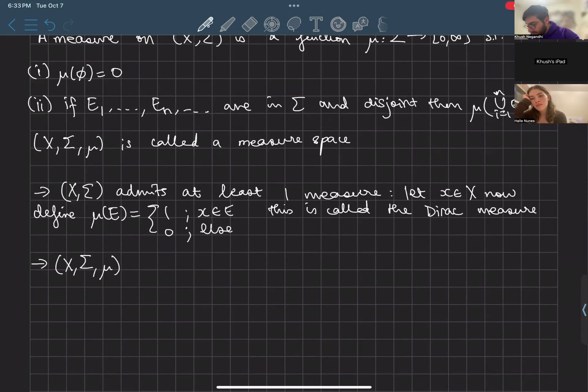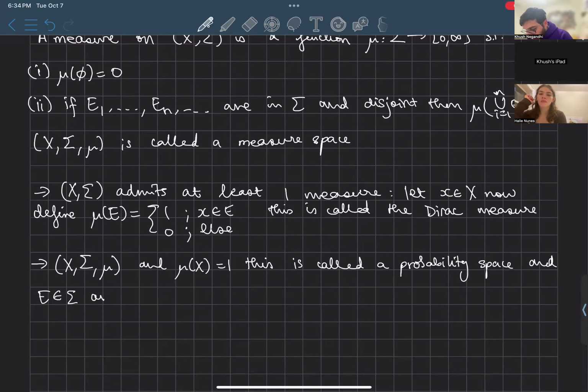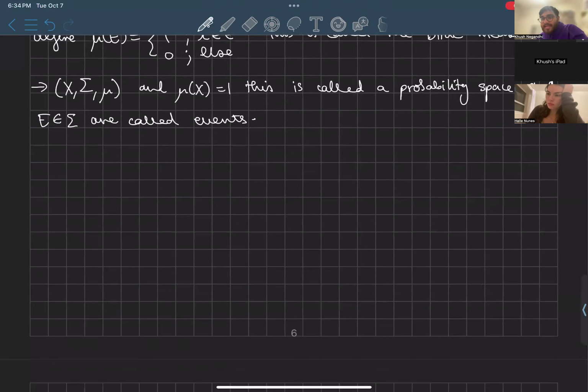if I have a measure space and the measure of X is one, right? If the measure of the entire set is one, this is called a probability space. And E in sigma are called events. So this is why measure theory is taught when you do probability theory. Okay, so I'll talk about one final thing and then we'll end it for today.